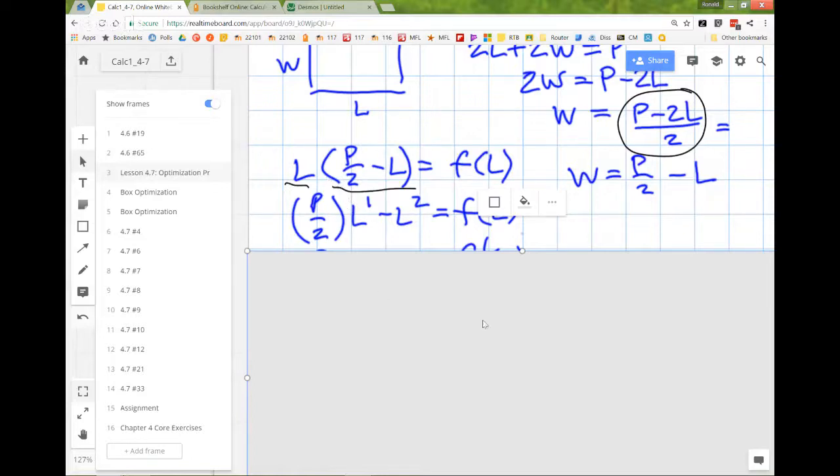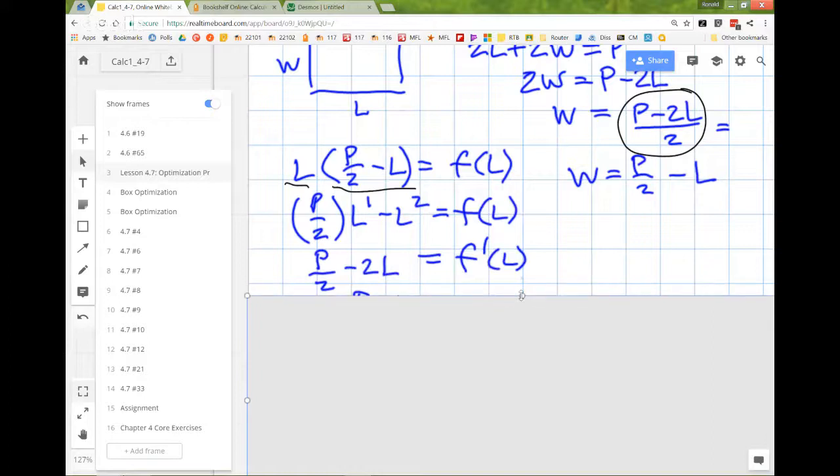Let me just get my formula here. Yeah, so I use the product rule. Okay. So when you multiply this out, you get L times P over 2. L, I just called it L to the first power. And L times minus L is negative L squared.